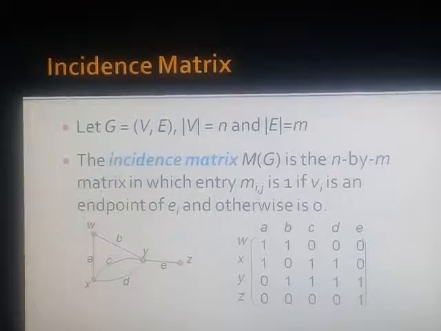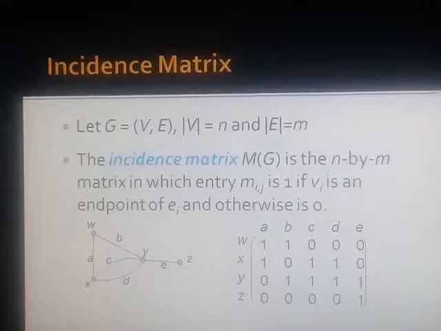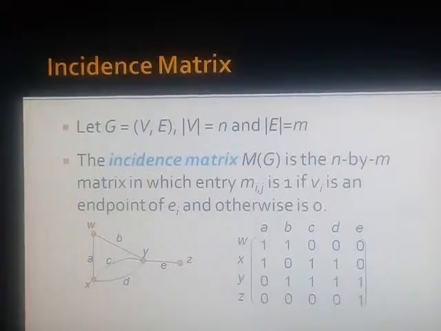So W to A 1, W to B 1. There is no line between W to C and W to D and W to E. So we have to put 0. This is an example for the incidence matrix.